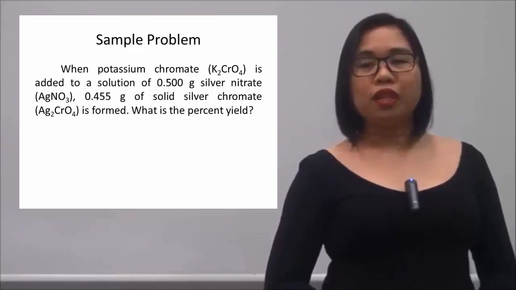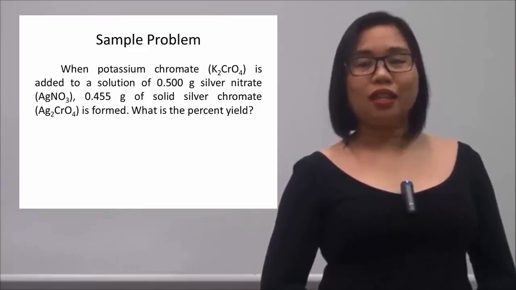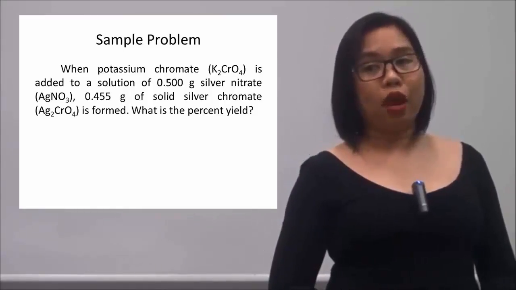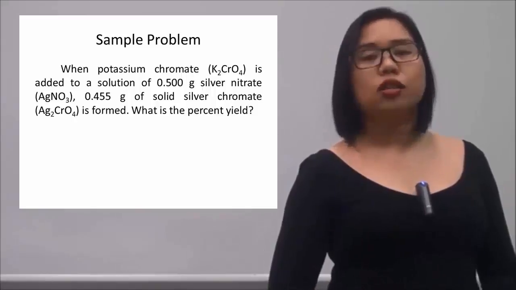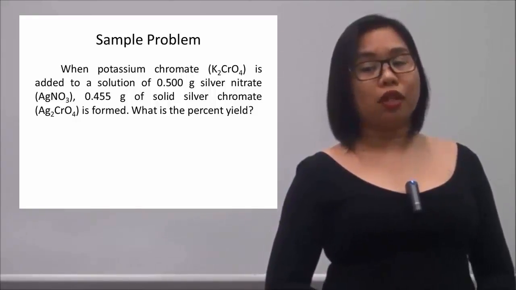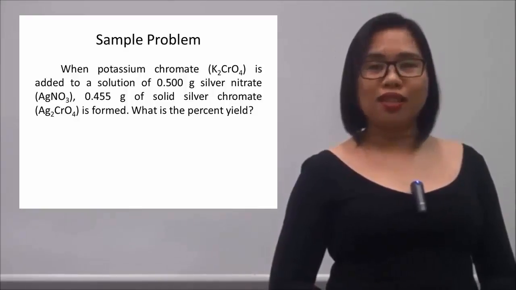Let's go now to our sample problem. When potassium chromate is added to a solution of 0.500 gram silver nitrate, 0.455 gram of solid silver chromate is formed. What is the percent yield?